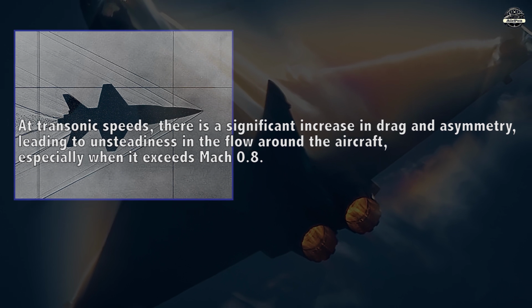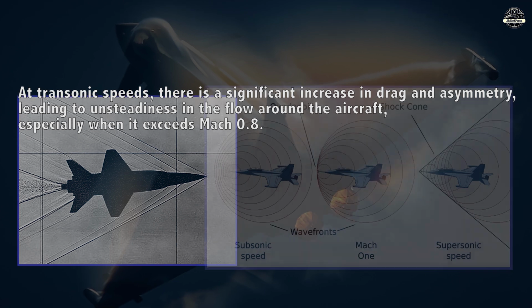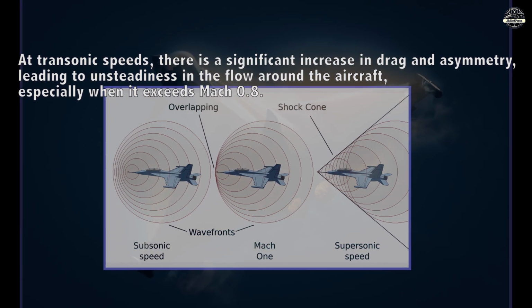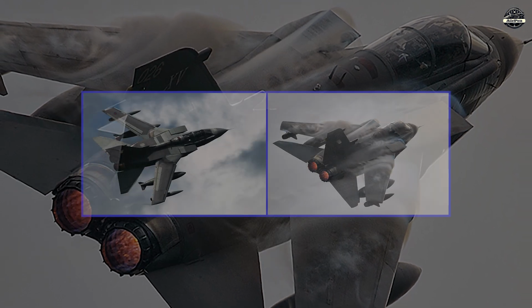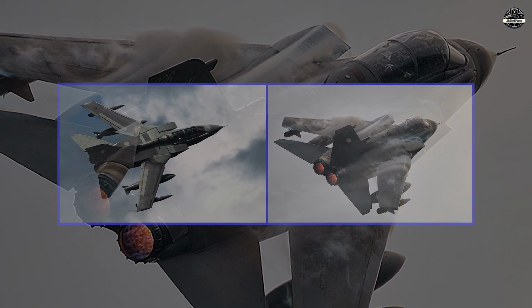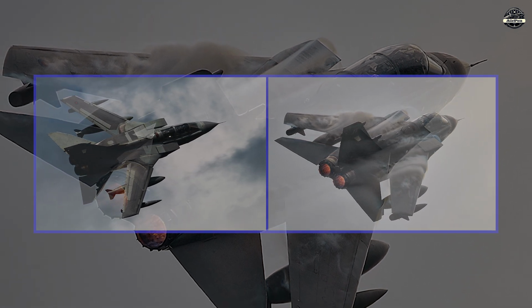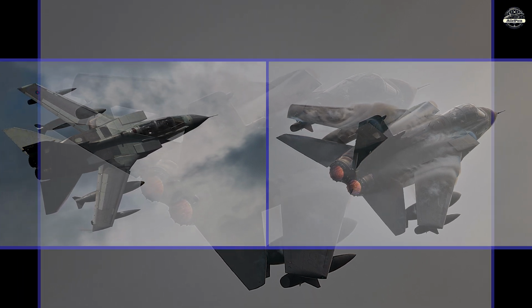At transonic speeds, there is a significant increase in drag and asymmetry, leading to unsteadiness in the flow around the aircraft, especially when it exceeds Mach 0.8. Engineers employ various strategies to mitigate this drag, with swept wings being one of the most notable solutions. Swept wings are a common feature on high-speed aircraft, effectively reducing wave drag and enhancing aerodynamic performance in the transonic regime.